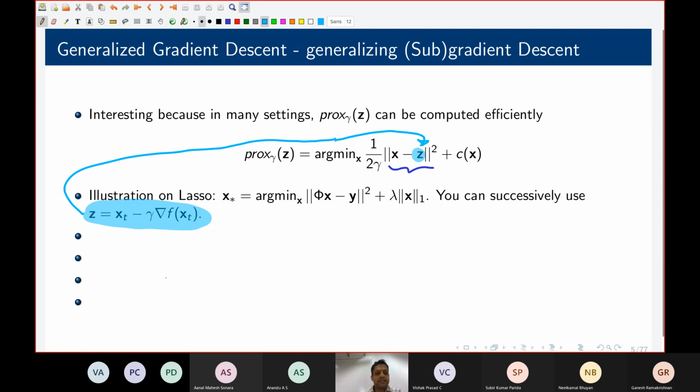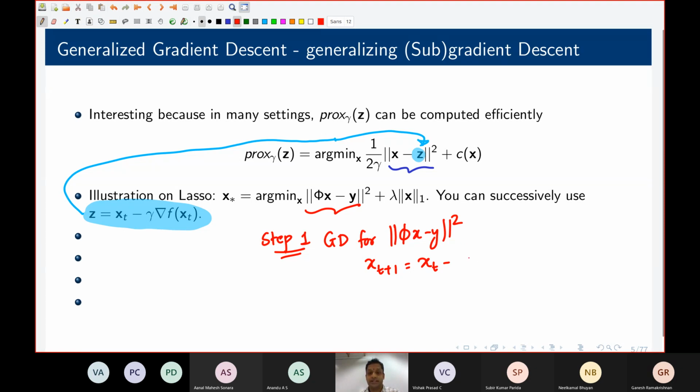So what is this implying? It's basically saying that I will take a gradient descent step for this part. Let's write it in plain English. Step 1: do a gradient descent for this component. Let's write down the gradient step. What's the gradient step going to look like? x(t+1) is xt minus, now we want the exact step, gamma. What's the gradient of this component at xt?